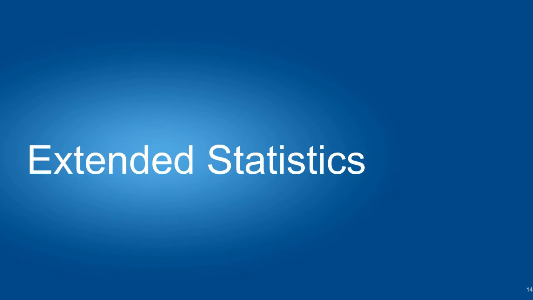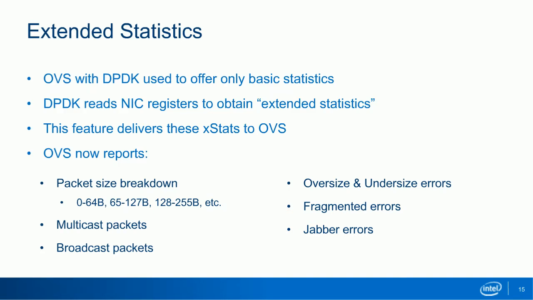So moving on, extended statistics. What we mean by this is that originally with OVS DPDK, we had very basic stats in terms of we could tell what was being received and what was being transmitted, but really we couldn't get much more than this. And with DPDK, we have the ability to actually read NIC registers and obtain what we call extended statistics. And this gives us a much lower level viewpoint of what's going on with our traffic.